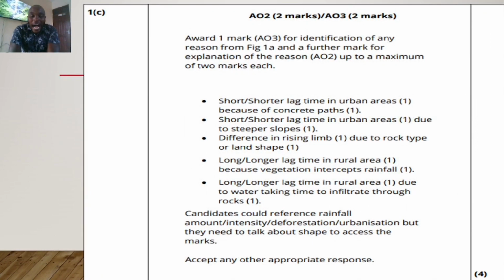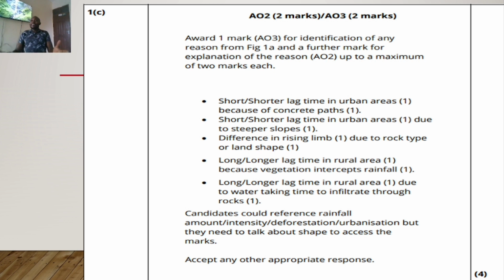Now, actually, we can talk in both ways. There's a short lag time in urban areas. That's the difference. Why? Because of concrete paths. Why? Because the concrete paths will not allow that water to infiltrate. So water will be flowing faster into the river, and that shortens the lag time. So we also have a short lag time in urban areas due to steeper slopes.